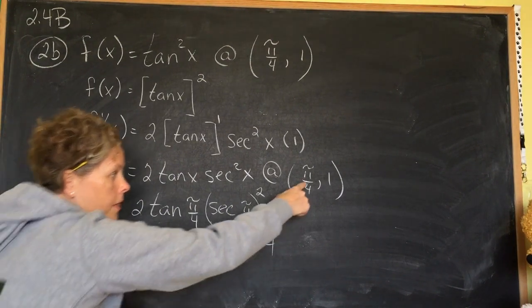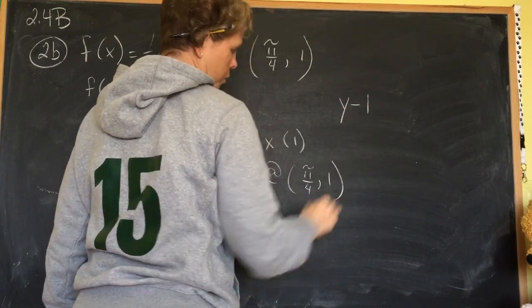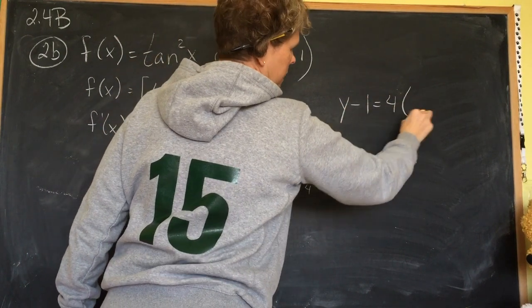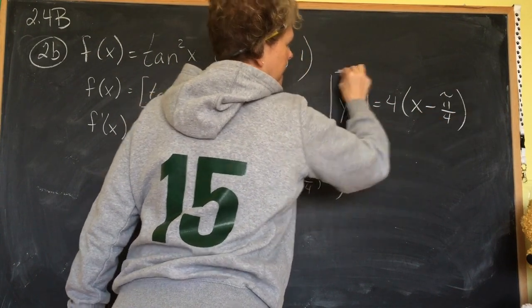So there's my slope, there's my point. So my tangent line is y minus 1 is equal to 4 times x minus pi fourths.